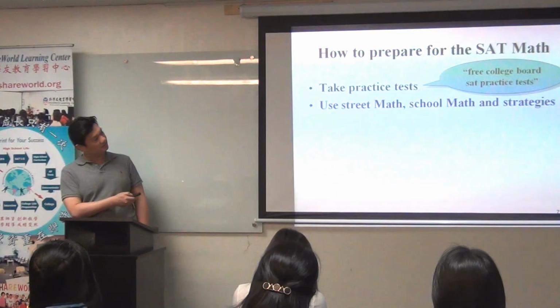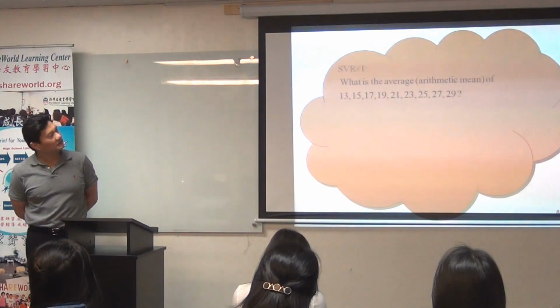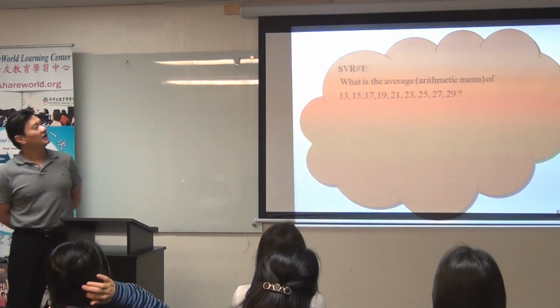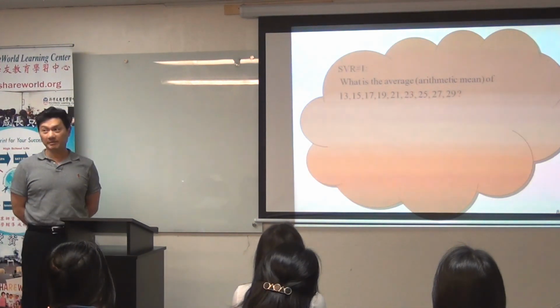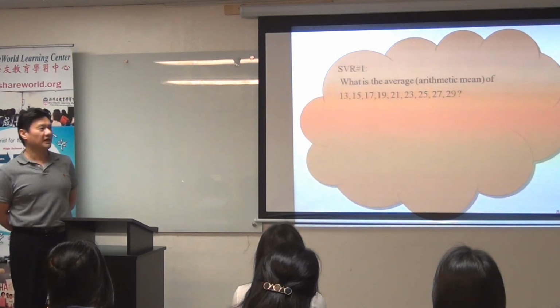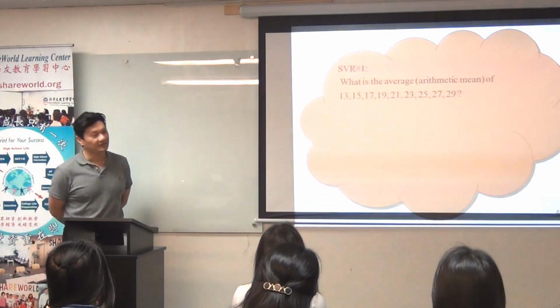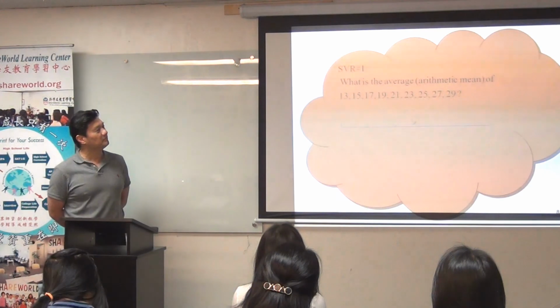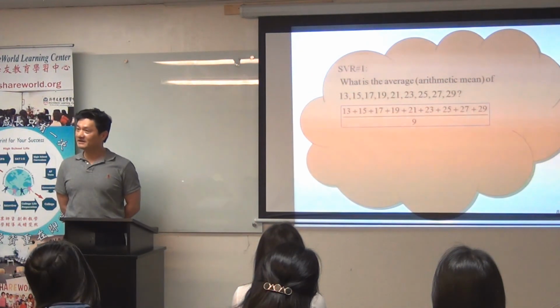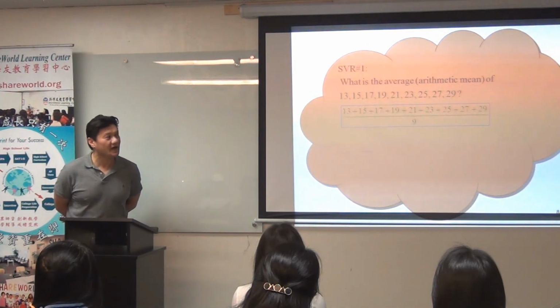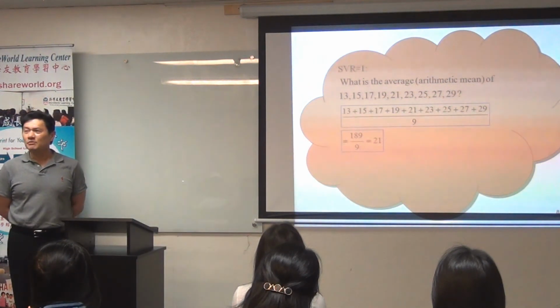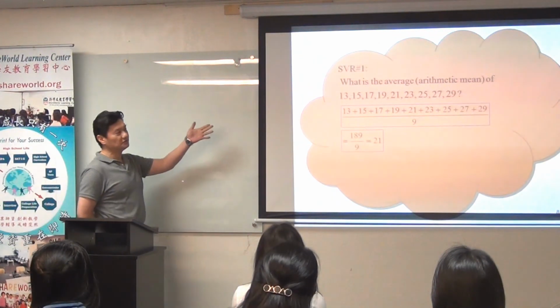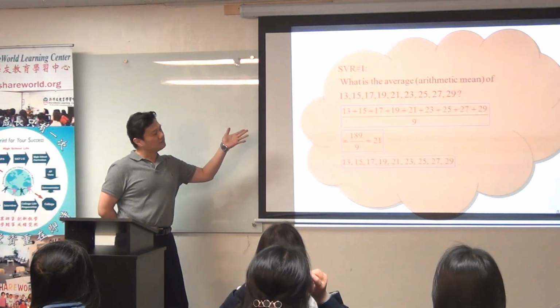For example, like this one. Well, what is the average of those numbers? Oh, everybody knows how to do that, right? Bay Area parents are highly educated. You can add them up and divide by the number. You get the average. It takes you some time, you will get the answer, 21, right? But this is school math. School taught you this one. But street math is this one.